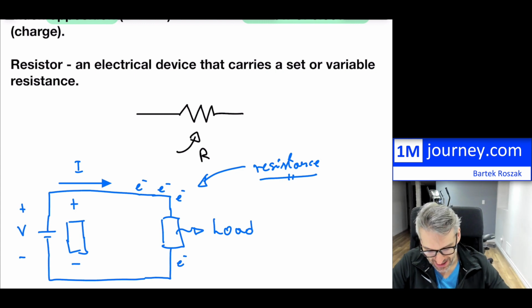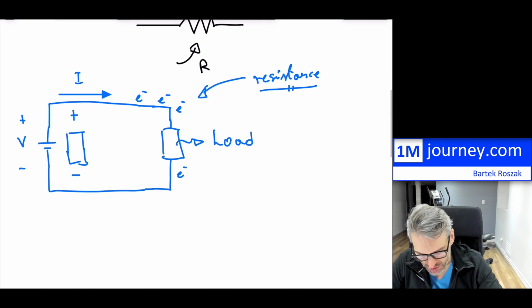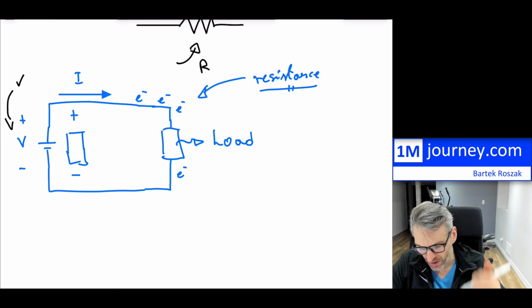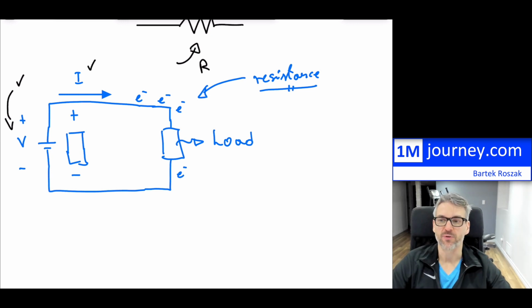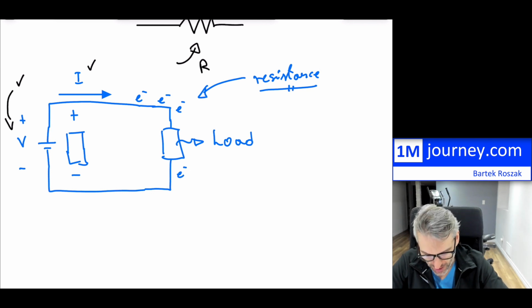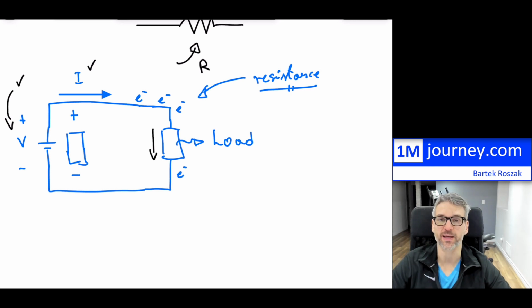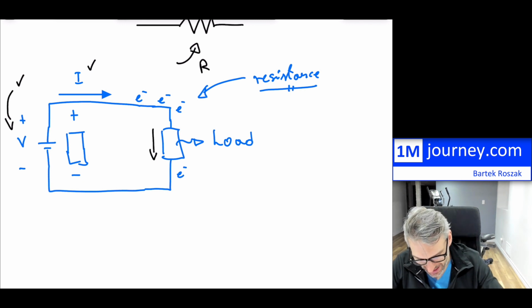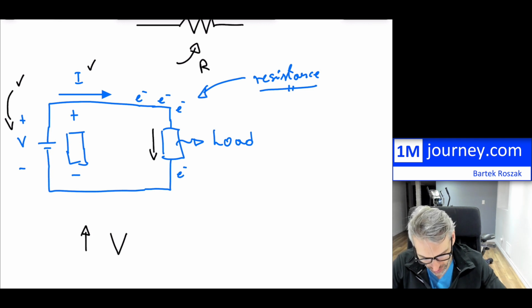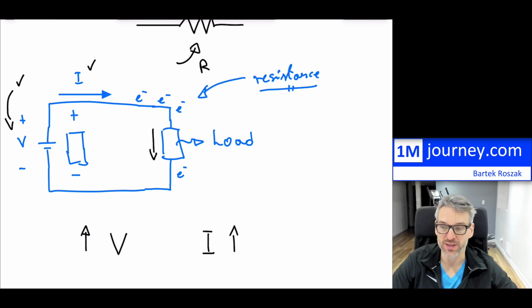And what Ohm noticed is the following. He would set a certain voltage across the load, and he wanted to measure what the current is. He was trying to see, if I set this voltage, what would be the current passing through this particular load? What he noticed is that as he would increase the voltage, the current would also increase. And if he decreased the voltage, the current also decreased.